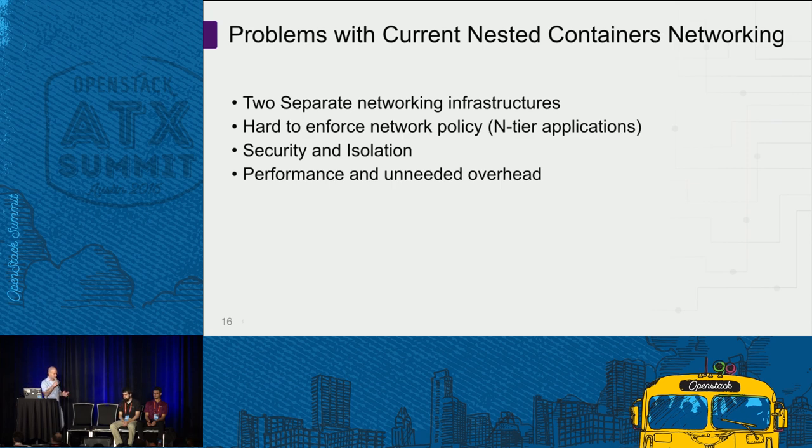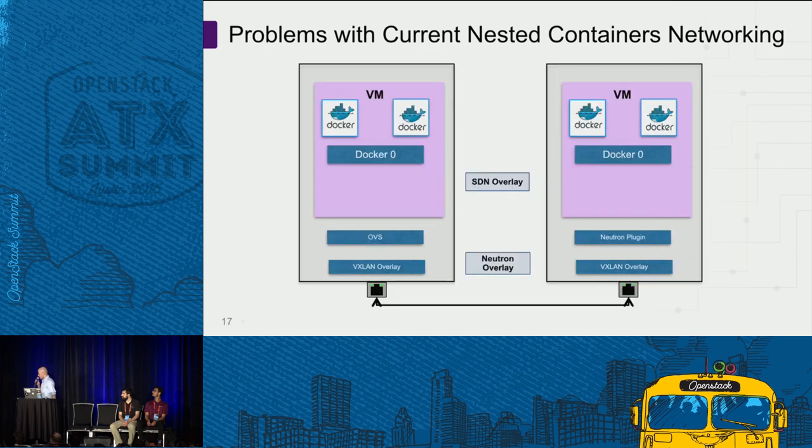And of course, there are the usual concerns of performance and overhead of management. Now we can see in this, this is a quite common setup for nested containers. We have tenant VMs, and the tenant deploys containers inside of those VMs. And usually we have a Neutron solution that is doing the networking, connecting between the VMs. And then we have a whole different solution inside the VM just to connect the containers. So you can imagine the lifetime of a packet in this environment going all over these layers.